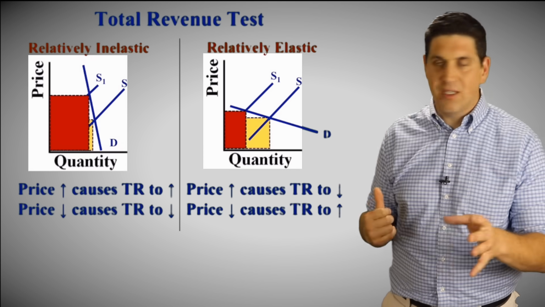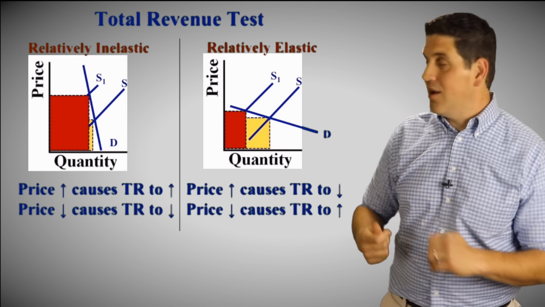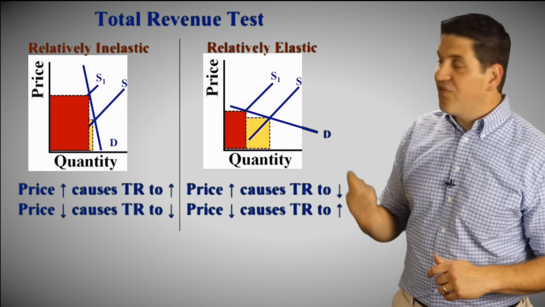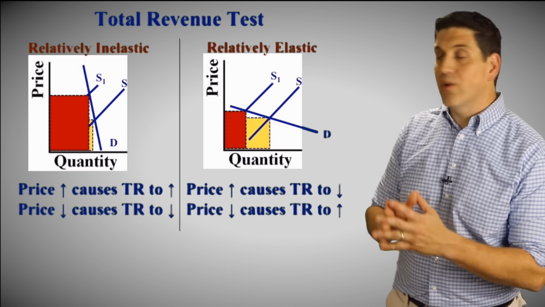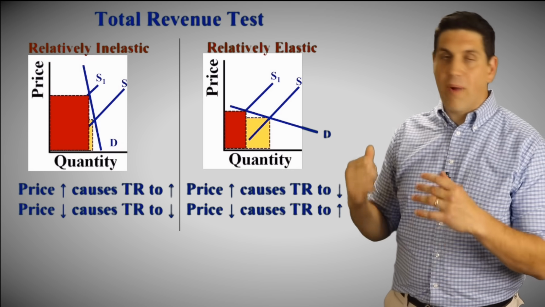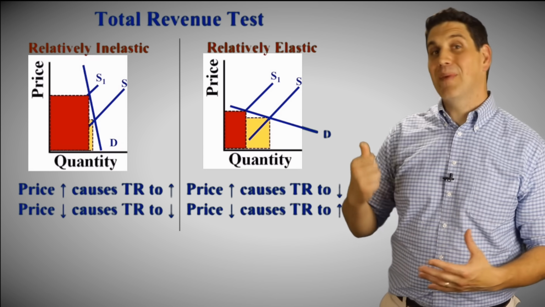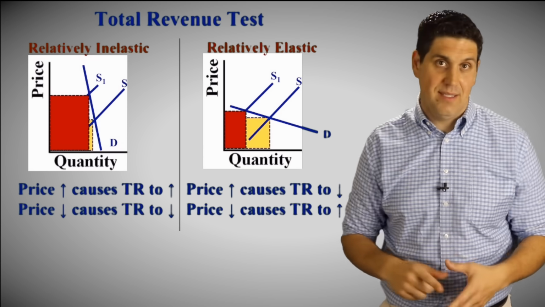So side by side, you should be able to tell: over here, this is inelastic demand. Over here, it's elastic demand. When the price falls with inelastic demand, total revenue gets smaller. That box gets smaller. Over here, when price falls, total revenue gets bigger. That must be elastic demand. That's the total revenue test.